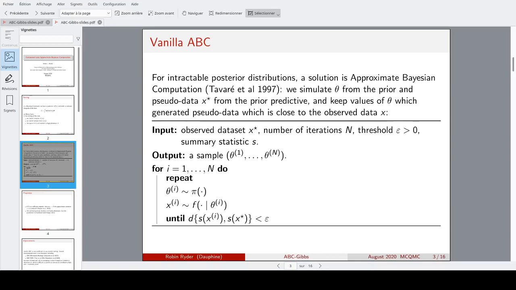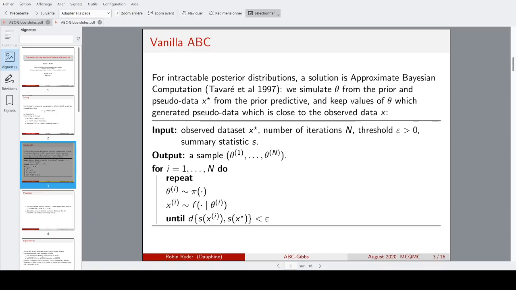Here, close is going to be defined by a summary statistic, S, some distance d, and a threshold epsilon. Now, ideally, if you have S, which is a sufficient statistic, and epsilon, which is 0, then you can see that we would be accepting values of theta, and the values we accept will be exactly generated from the posterior distribution. So that would be perfect.